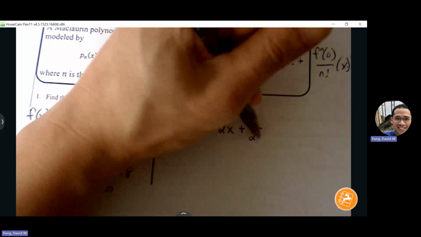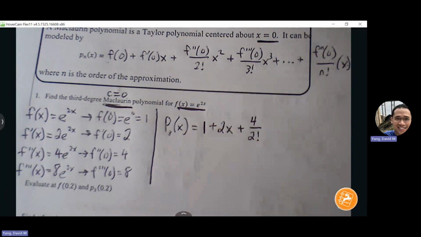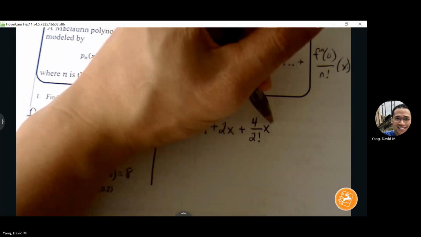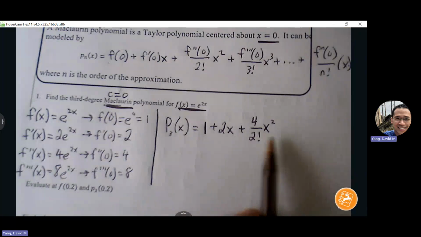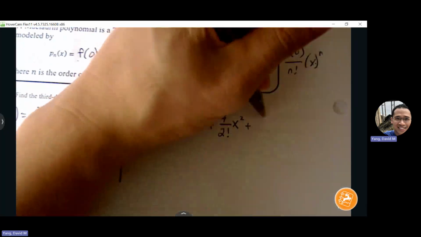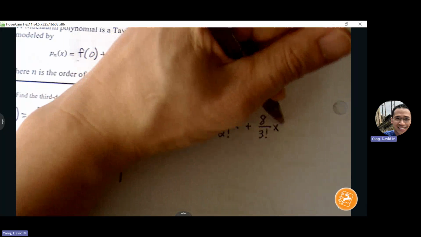And that 2 factorial is kind of protecting it so that it doesn't completely go away. It's like a timer to make sure that the second derivative is not going to show itself until the time is ready. Times x to the what's that? Second. Okay. And plus 8 over 3 factorial x cubed.